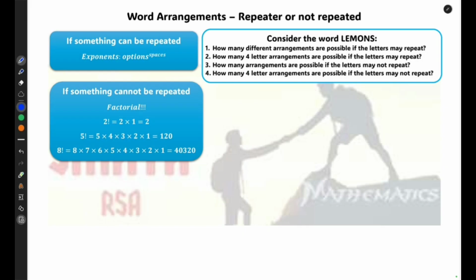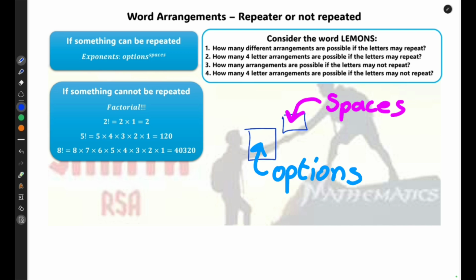Questions that come up very often is where they give you different words or letter arrangements and they ask you a bunch of questions for them. Okay, so just again with the counting principles we just did, if you get a question like this and they say something can be repeated, you will have an exponent setup where the bottom number, the base, is the amount of options I have, but the exponent is the amount of spaces that I have available. Okay, so let's look at a question.